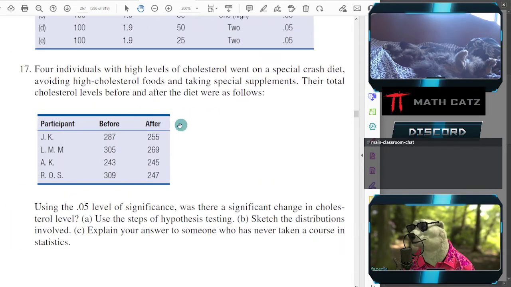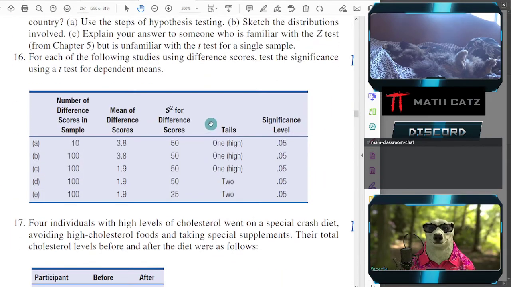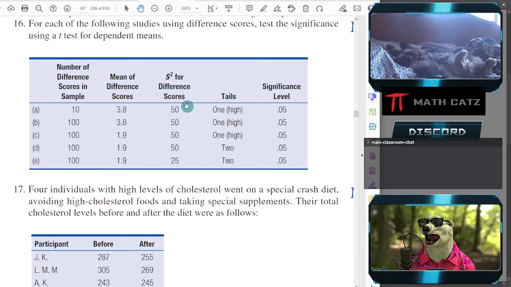So they've summarized number 16. They've summarized the information for me. We'll just do part A, where I don't need to know the story. The difference scores have been calculated. The mean has been calculated here as 3.8. The variance has been calculated for that sample of difference scores. I'm interested in a one-tail test on the high tail, on the right, at an alpha of 5%.